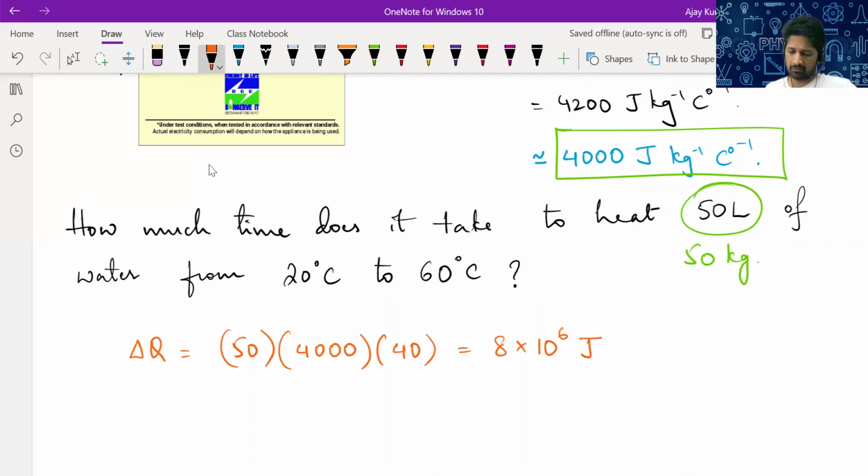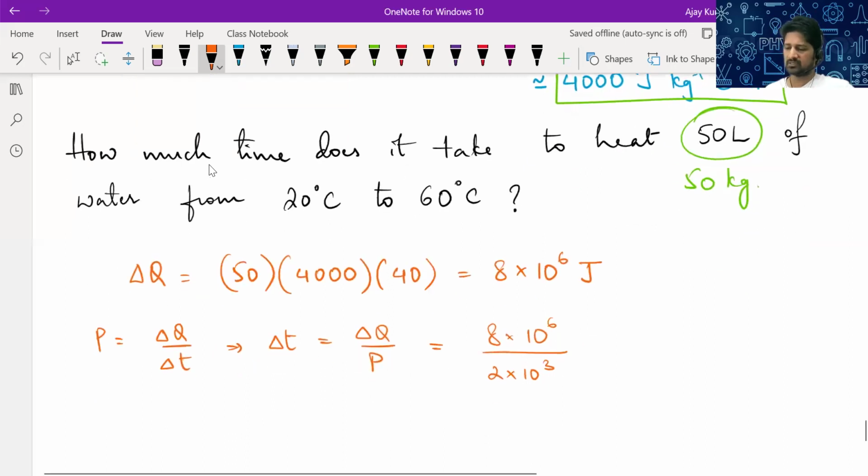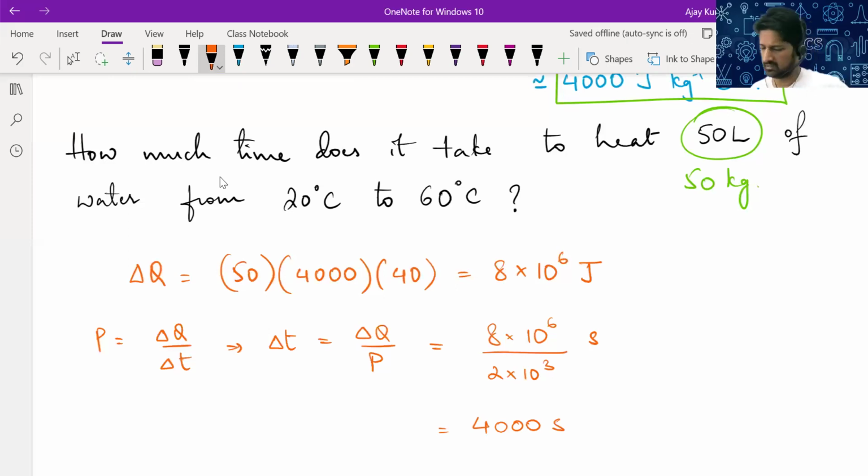Now, power is heat supplied divided by time taken. So time taken will be heat supplied divided by power. Heat supplied is this much, 8 into 10 power 6 joules. The power is 2000 watts, 2 into 10 power 3 joules per second. Joules will cancel. The answer will be in seconds. So that is 4 into 10 power 3, 4000 seconds. So slightly more than 1 hour will be needed.